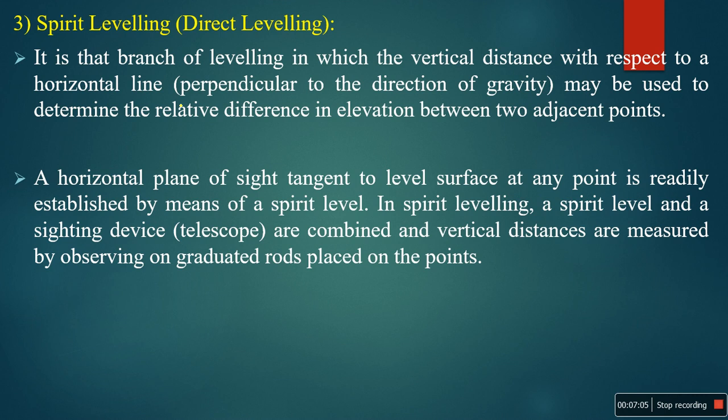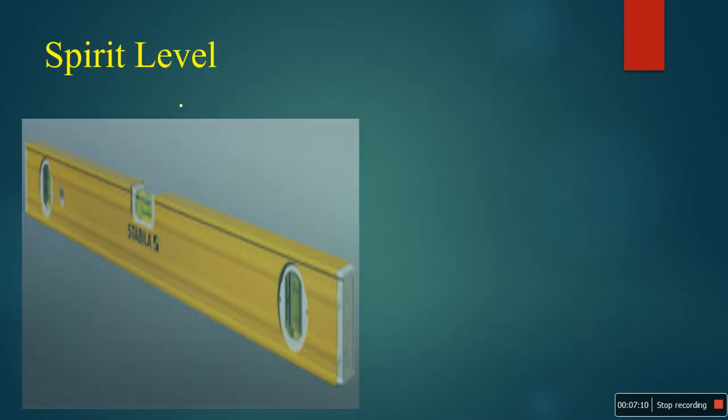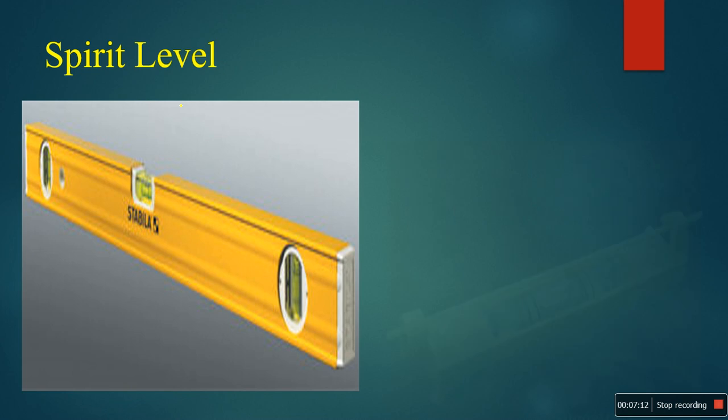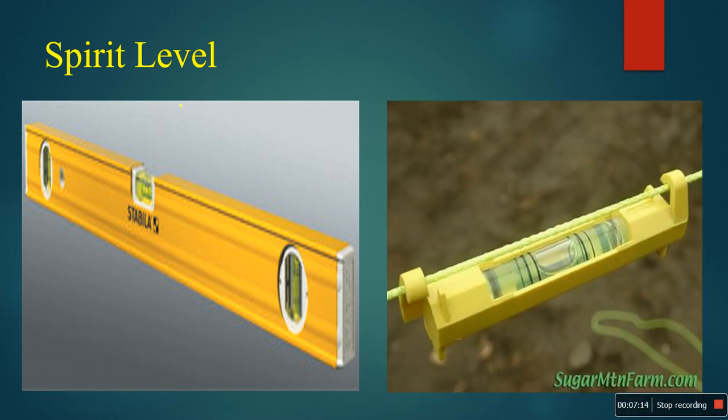What does spirit level mean? I will show one diagram here. This is the image of the spirit level, one of the images of the spirit level. This is used to level our instrument. The one more instrument we are using is the telescope. By using the telescope, we take the vertical readings. Whatever the telescope sees is exactly in a horizontal plane.